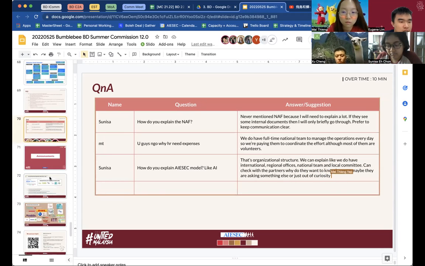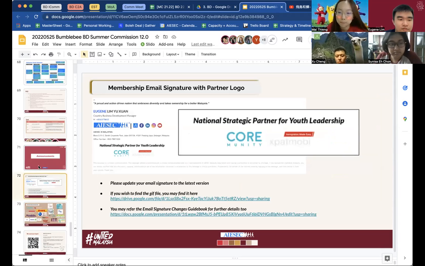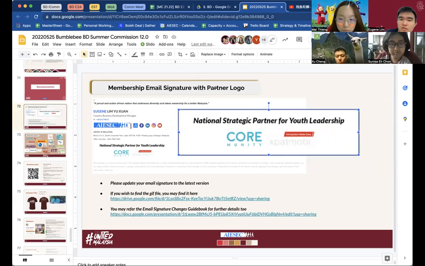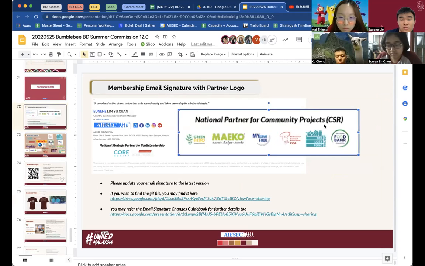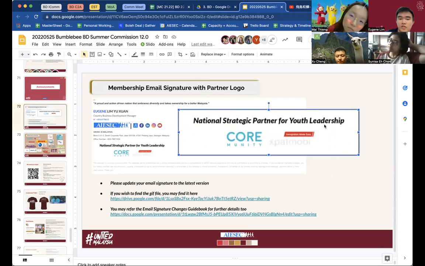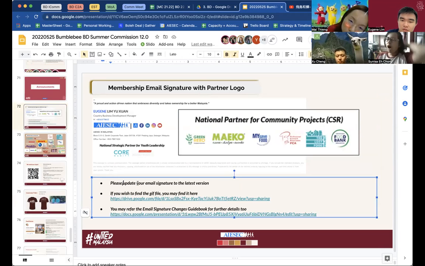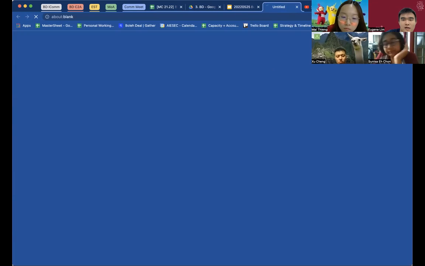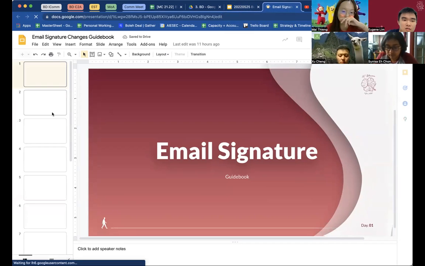Okay, I think I'll go to the next one. So 27, hopefully on time. Yeah, so we have a new email signature already, with the new partner logo. I also sent you guys an email this morning, so you can check your emails. So please update your email signature to the latest version. And you can also refer to how to update your email signature here.